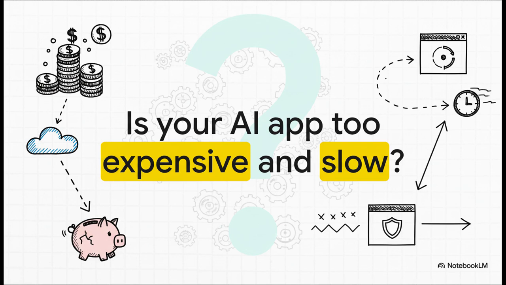Does this sound familiar? You build this awesome AI feature, you're super proud of it, but then you look at the bill and you see the lag time for your users. Yeah, it's a super common story. But the good news is you are definitely not alone, and there's a really clever way to fix this.